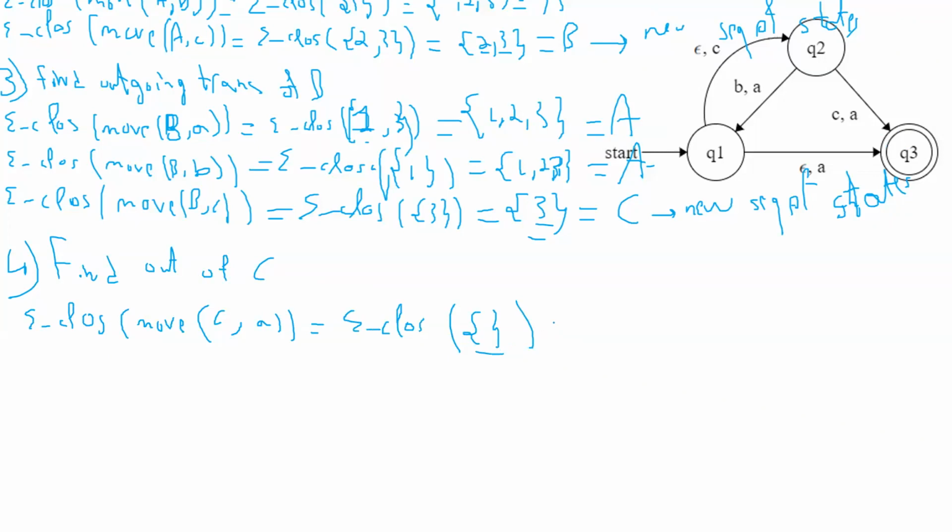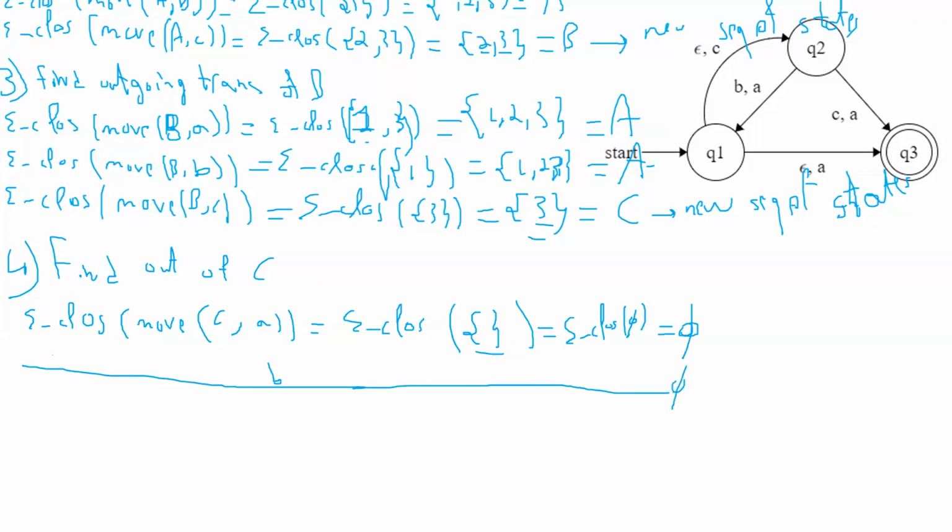I don't have any. 3 doesn't go anywhere on A. So it's as if I'm saying the sigma closure of phi, which gives you phi, like the trap. And if you do the same thing for B, it's going to get you phi. Same thing for C. It's going to also get you phi. Because 3C, which is the state C, which is only made up of 3, it doesn't go anywhere.